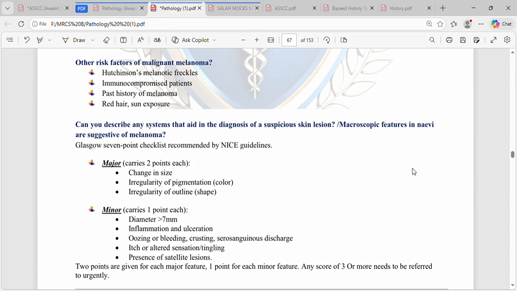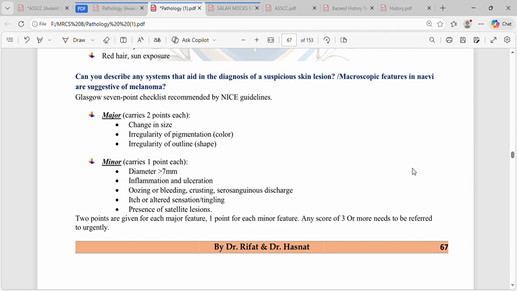Can you describe any systems that aid in the diagnosis of a suspicious skin lesion, or microscopic features suggestive of melanoma? The system is the Glasgow 7-point checklist, recommended by NICE guidelines. Major features carry 2 points each: change in size, irregularity of pigmentation or color, and irregularity of outline or shape.